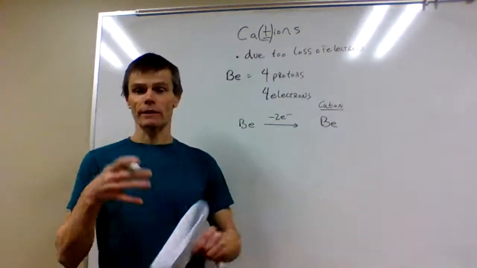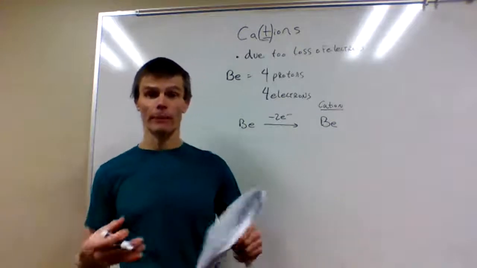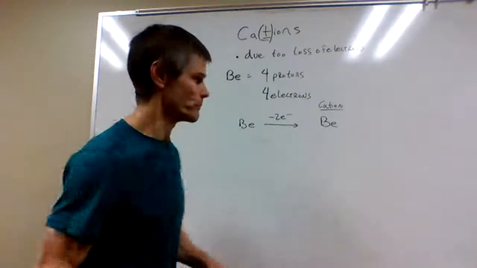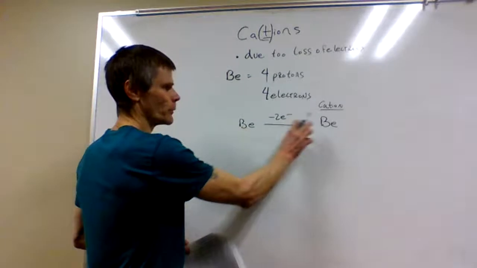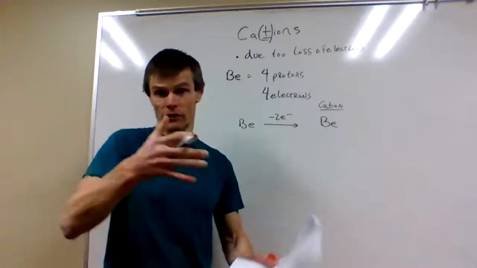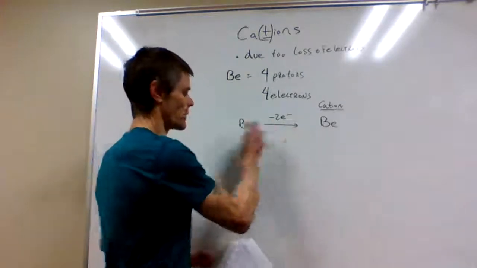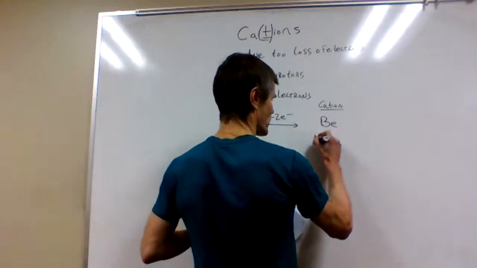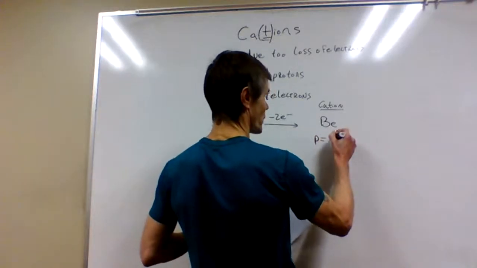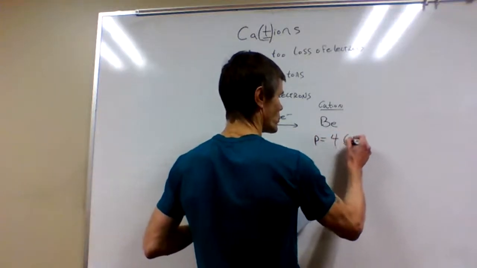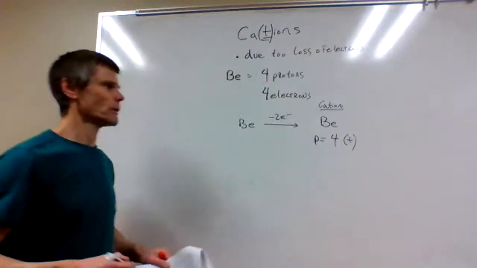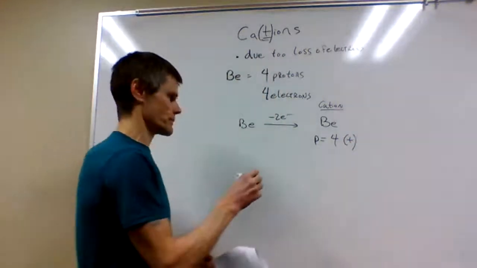Let's look at the subatomic structure in terms of the number of protons and electrons alone. Well, what happens? It's still beryllium. It's derived from the beryllium atom. And the number of protons is still 4, 4 units of positive charge. It's lost 2 electrons.